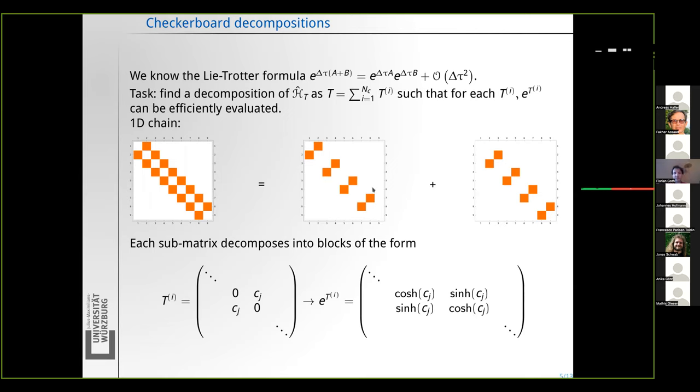Since it's only composed of 2x2 matrices, since it's a block form of 2x2 matrices, I can pre-calculate the exponential of that. And the important property is that it has the same sparsity pattern as the original matrix. Since I know I want to exponentiate this particular matrix, then I know that the exponential of it also has the same sparsity pattern. I do not generate any fill-in. That's what makes this operation efficient.